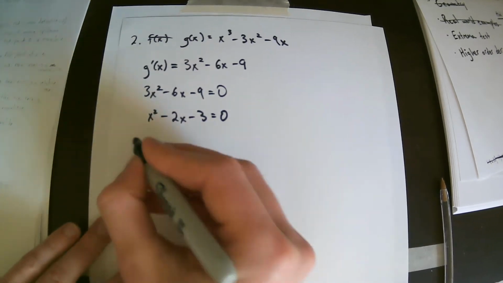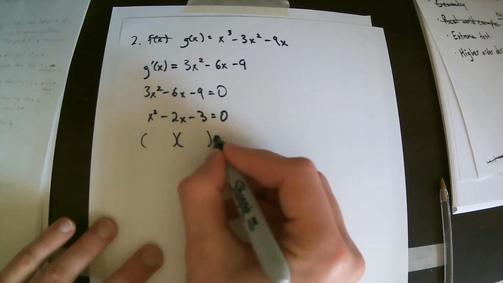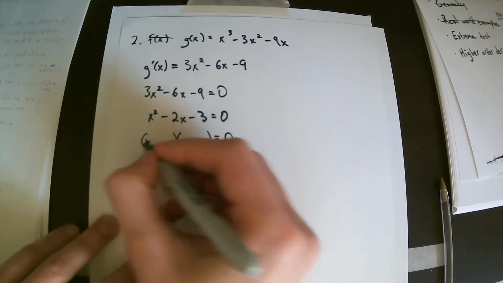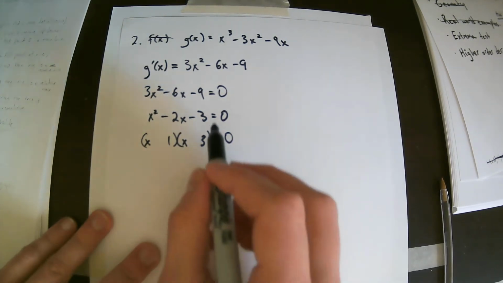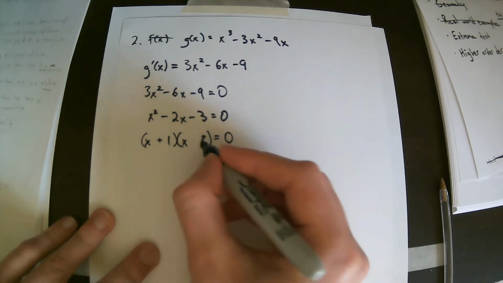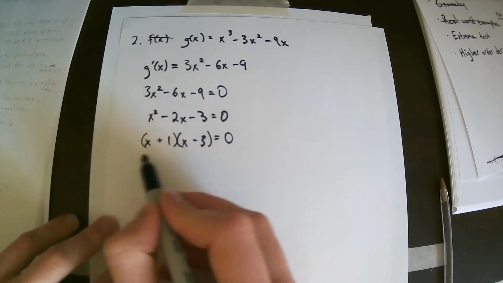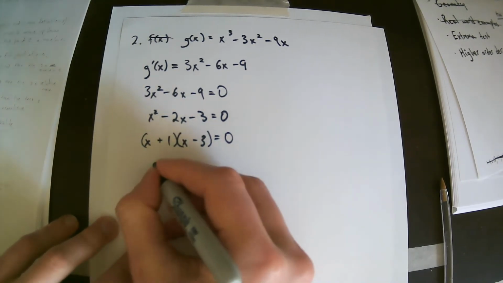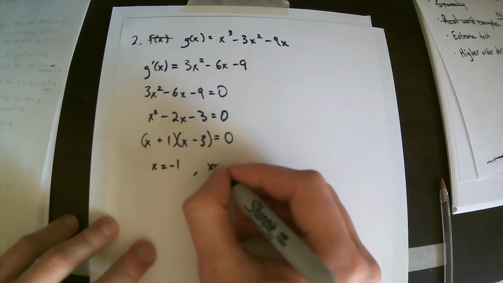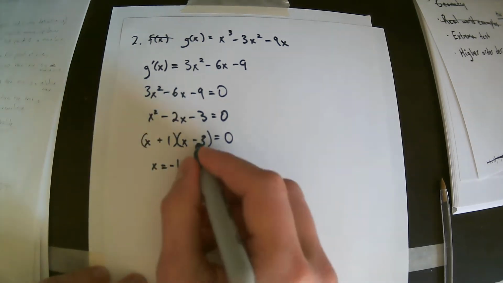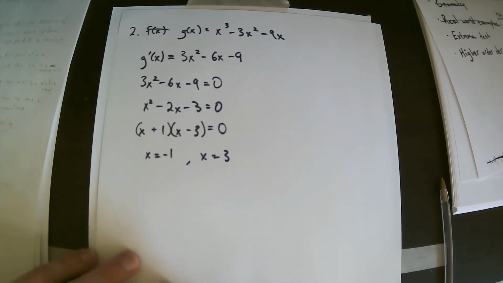Now factor it. It's got to be a 1 and a 3. Those are the only numbers that multiply to give negative 3. And in fact, it's got to be the 3 that's negative so that their sum will be negative 2. And that gives me 2 solutions: negative 1 from this, and 3 from this. So I've got 2 flat spots.